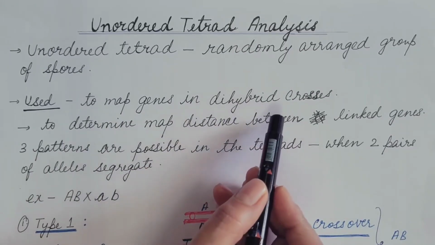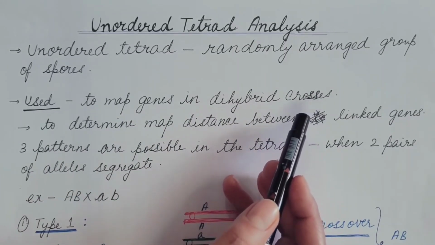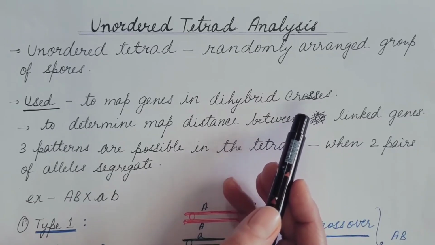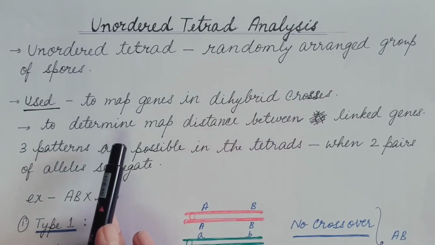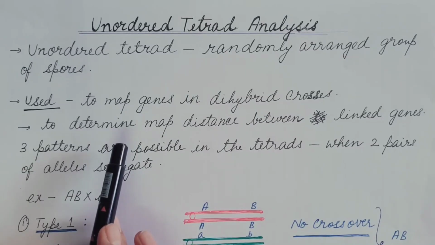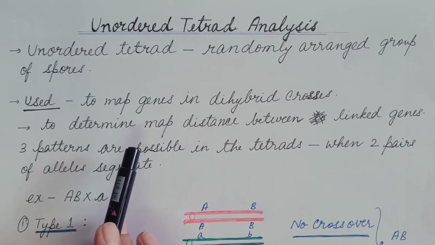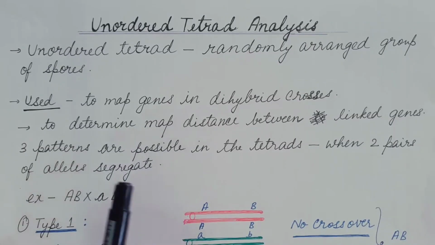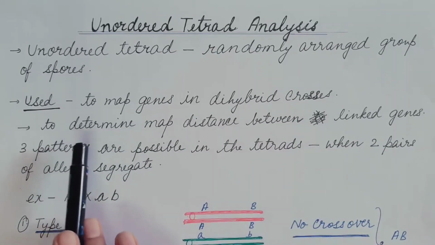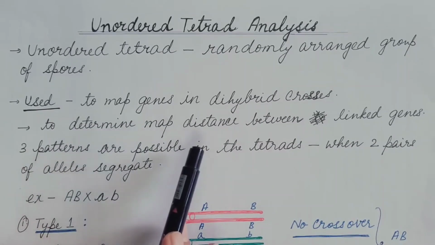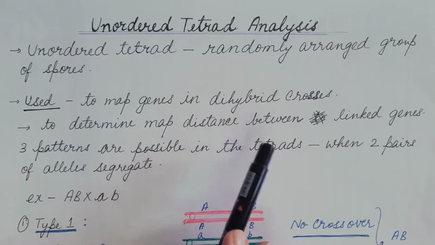A dihybrid cross is a cross that involves 2 genes or 2 loci. Through this unordered tetrad analysis, we can determine if the 2 genes are linked or they assort independently. And if the 2 genes are linked, then we can determine the map distance between them.